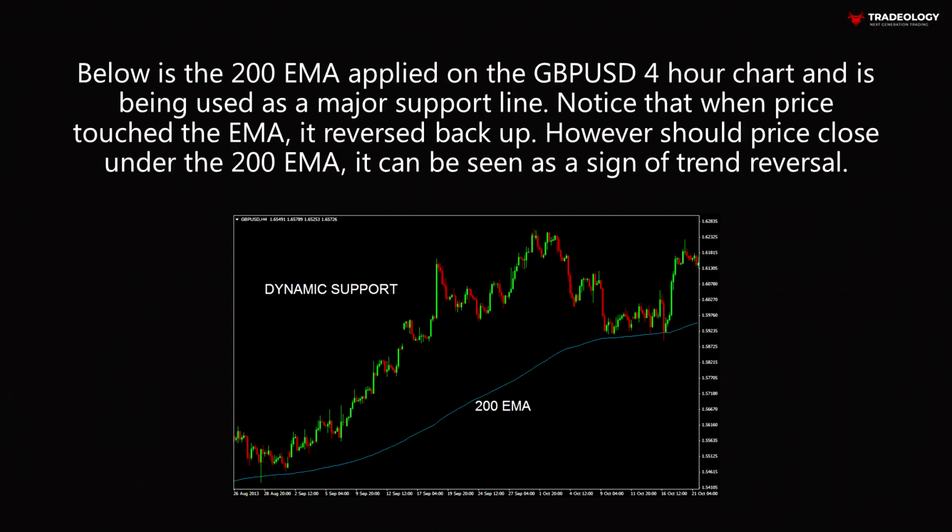Below is the 200 EMA applied on the Pound USD 4-hour chart and is being used as a major support line. Notice that when price touched the EMA, it reversed back up. However, should price close under the 200 EMA, it can be seen as a sign of trend reversal.